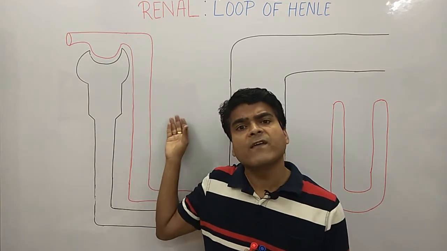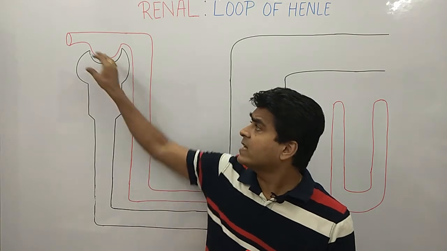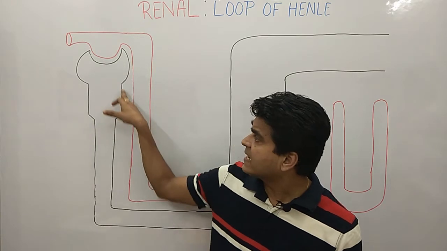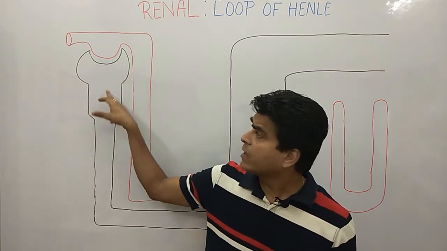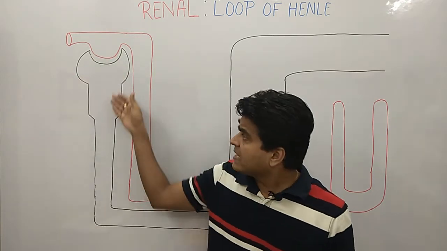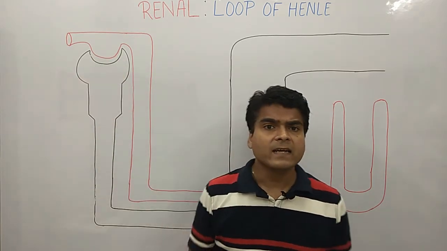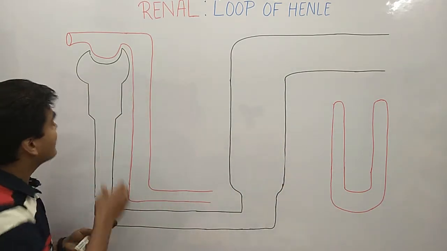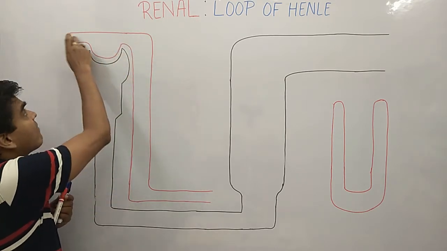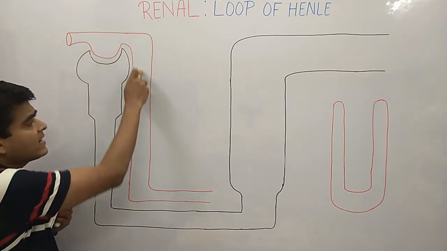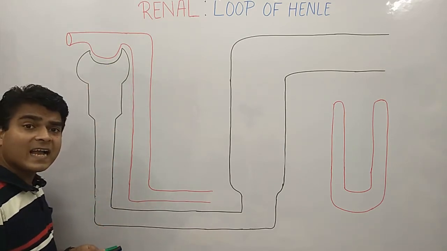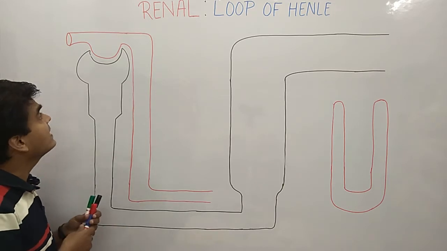Before moving on to the loop of Henle, we already discussed the glomerulus as well as the Bowman capsule, and this area is basically the PCT. So we already discussed all these three structures. Moving on to the further structure, the loop of Henle. Clear? In this area, these are the blood vessels: the afferent arteriole, then the efferent arteriole. Clear everyone?